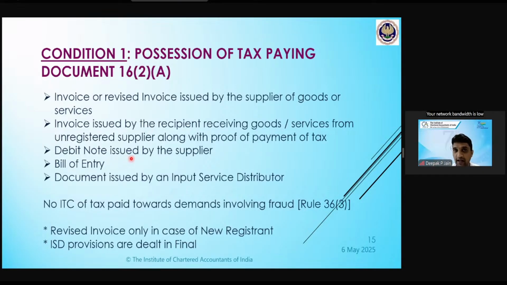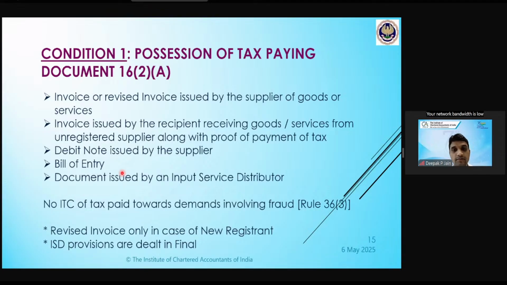And debit note, any upward revision, debit note. And bill of entry, because when we import something, we know that apart from customs duty, we pay IGST. So for that IGST credit, a bill of entry is a valid document, and a document issued by an input service distributor. Who is an input service distributor? A person who has a registration in one place as an input service distributor and distributes the credit to his other branches is called an input service distributor.